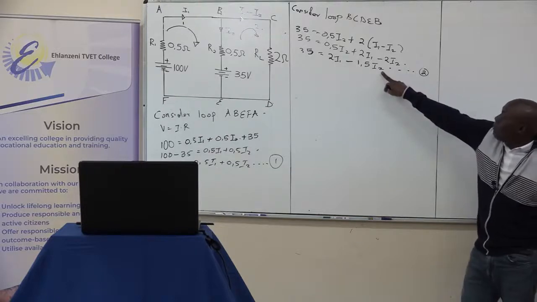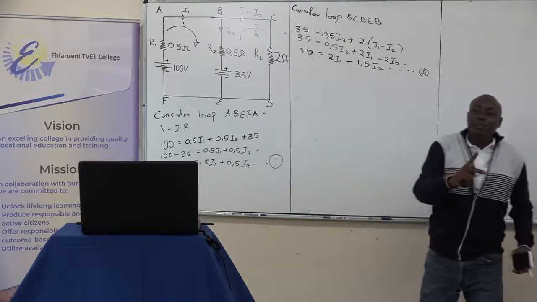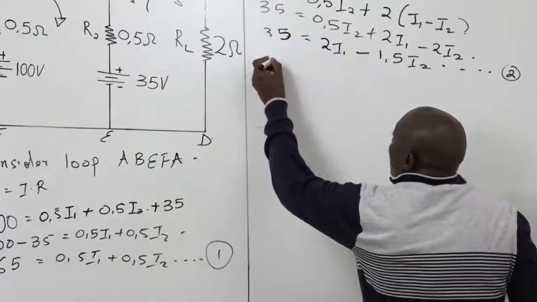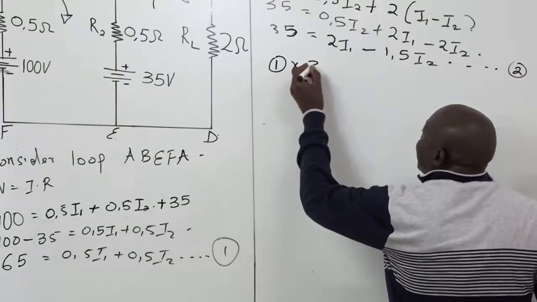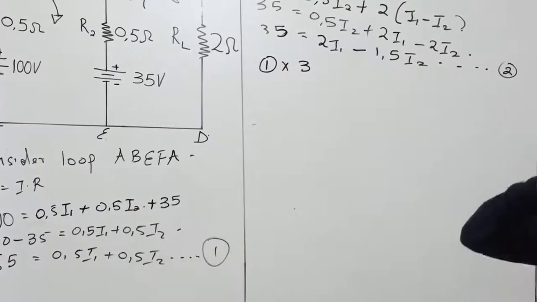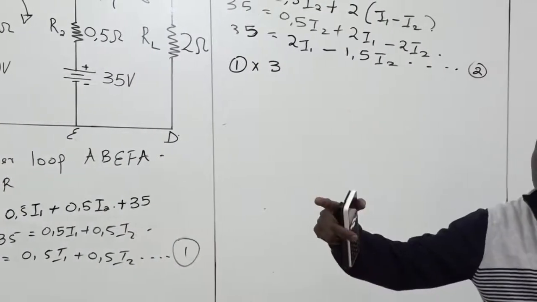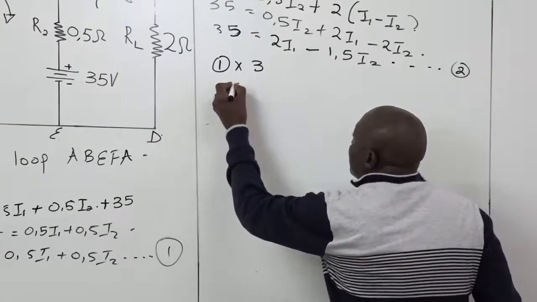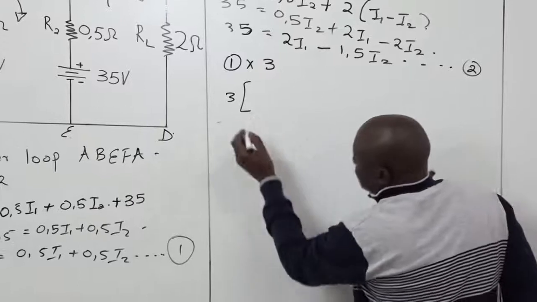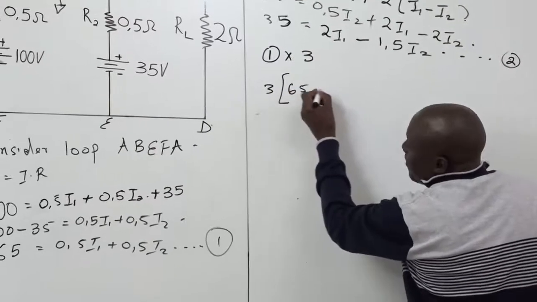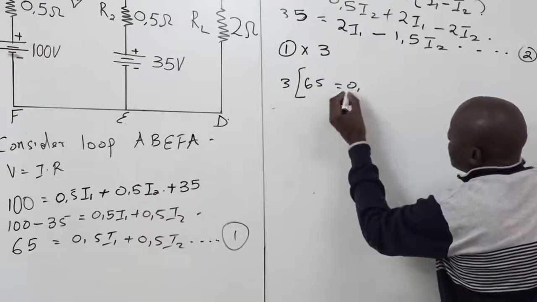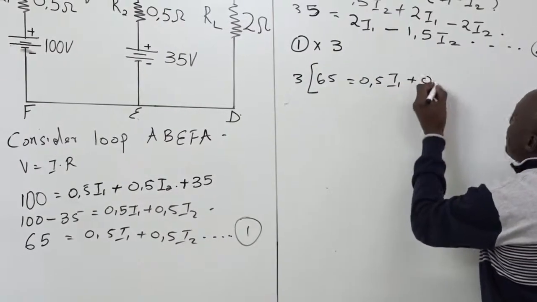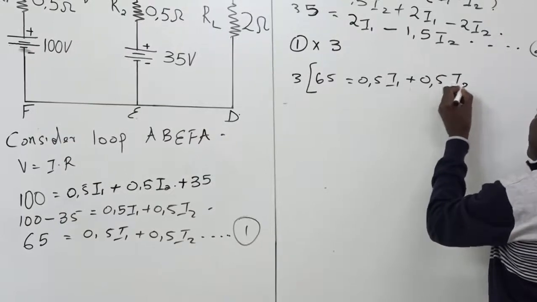So it means that to balance the equation, equation 1 must be multiplied by 3. So I'm going to multiply the entire equation 1 by 3: 3 times 65 is equal to 0.5 I1 plus 0.5 I2.